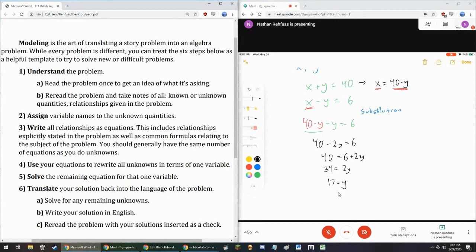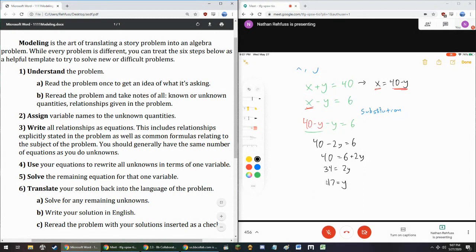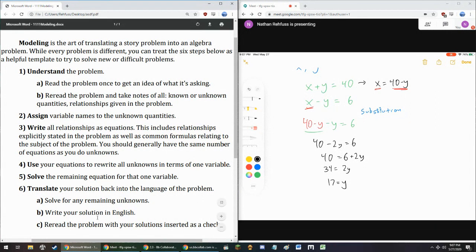So what I did here was step 5, now I've got the value of y. Y is 17. One of the numbers is 17. So now we're going to take that. Once you've got one variable solved for, things are easier from there. Writing these down was the hardest part. Writing these into the language of mathematics was the hardest part. Solving was a little easier than that, and now that we've got one solution, the rest is about to become very easy. So solve for any remaining unknowns is what we need to do next.